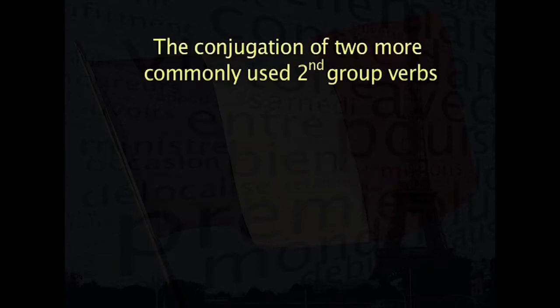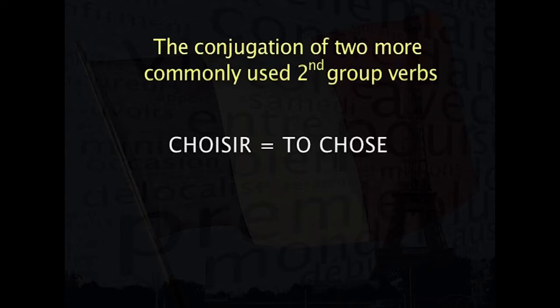The third verb that I'll include in this category is choisir. Choisir means to choose. When conjugating this verb, one must pay attention to the letter S. A single S is pronounced as Z, while double S is pronounced as S.